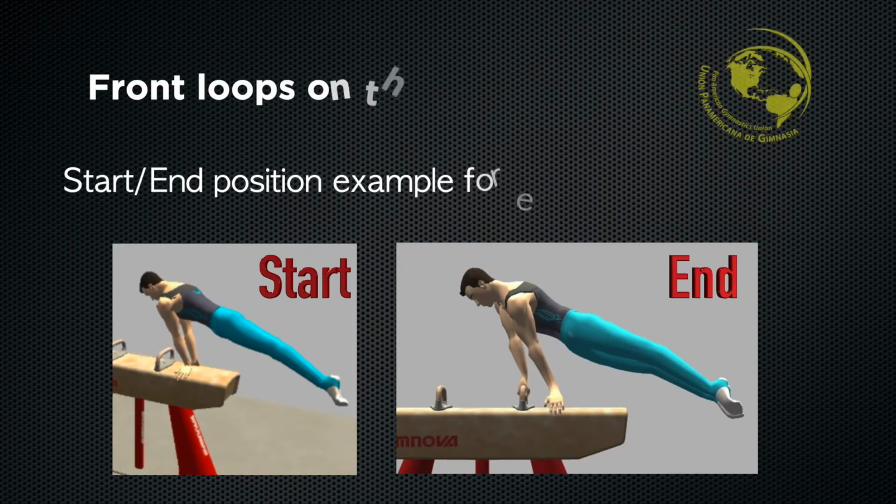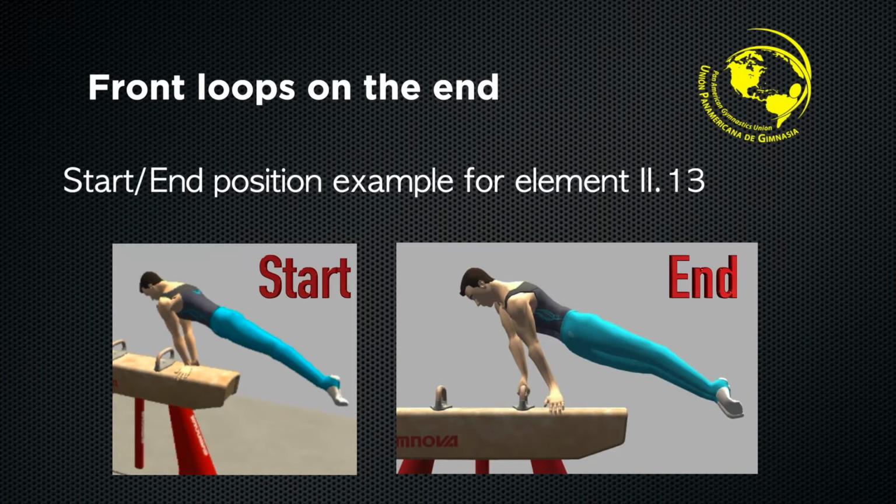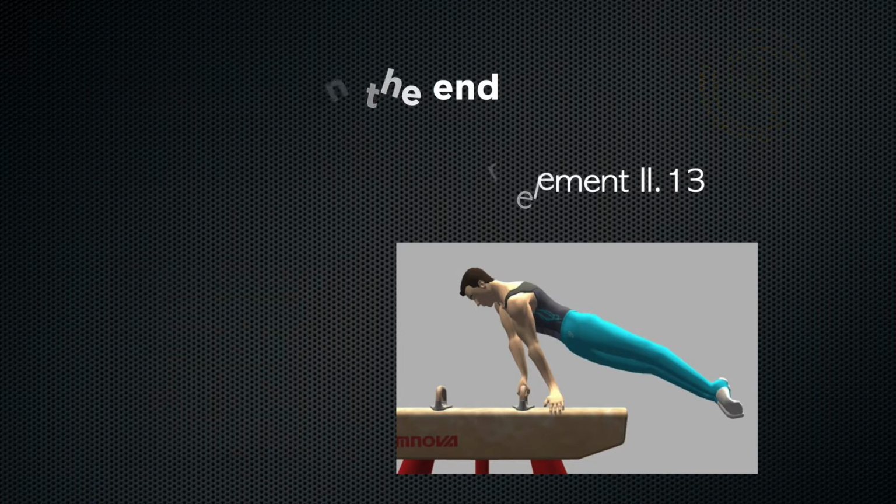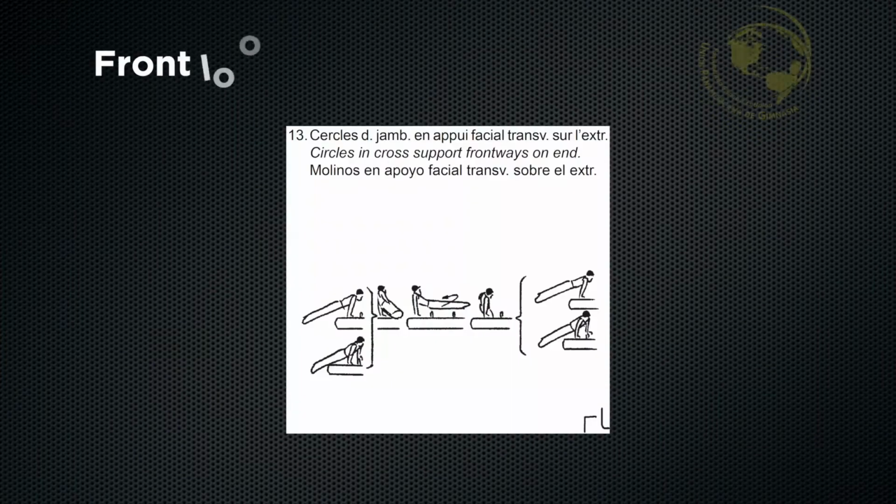As we saw in the previous slides, this can be the start and end positions of a front loop. The end position is very important, so we make a mental picture of it: one hand on the pommel and one hand on the leather. This will help us understand the drawings that are shown in the code of points.